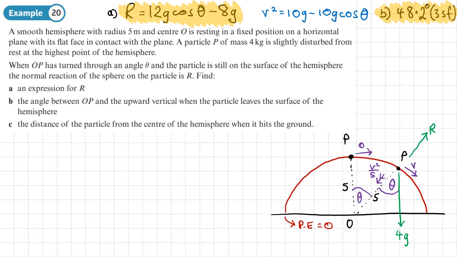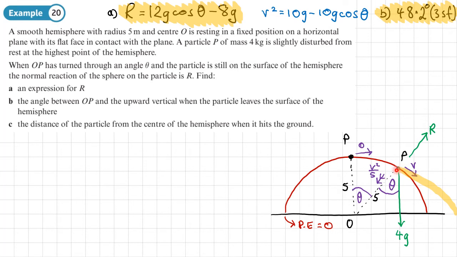So part C says the distance of the particle from the center of the hemisphere when it hits the ground. Now what's going to happen is that when this angle is about 48.2 degrees, this particle is going to leave the hemisphere, and then it's going to become a projectile. So we're going to need projectile motion. If I try and draw roughly what it looks like, its path is going to be something like this. But what's important is that we're now going to be using projectile motion at this point here.